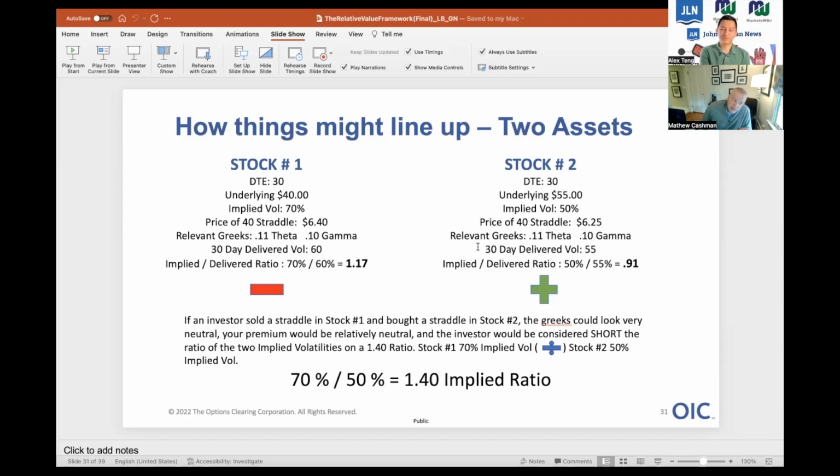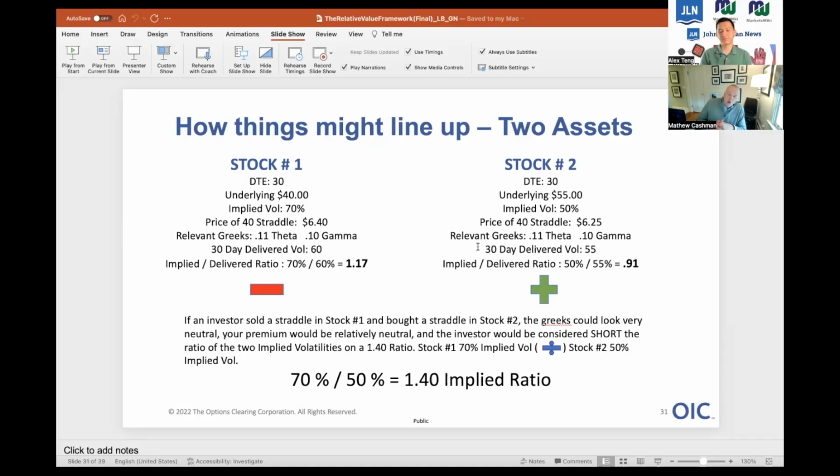The Greeks for this would look probably pretty neutral. You're short one straddle and you're long another straddle against it. And if you have the ability to model those two things together, it's going to combine those two Greeks and tell you you're kind of flat. You're pretty close to flat. Your premium for these two trades is relatively neutral as well. You're going to sell the straddle for 640 in stock one, and you're going to buy the straddle for 625 in stock two. Your net premium is going to be 15 cents, right? That's going to tell you you don't have a lot of net premium on.